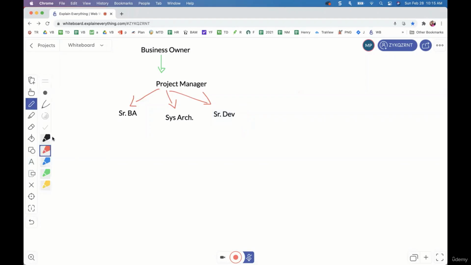Now, once these four people are hired on board, they would then go and meet the business owner and ask a question to the business owner. Any idea what is the question that they would ask the business owner?